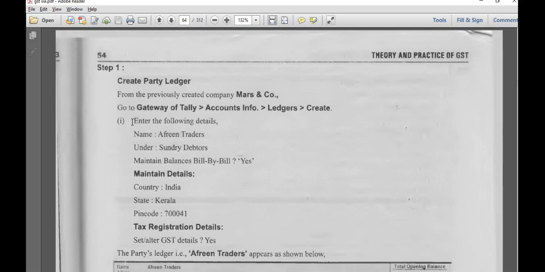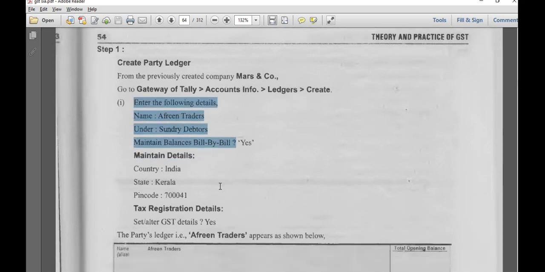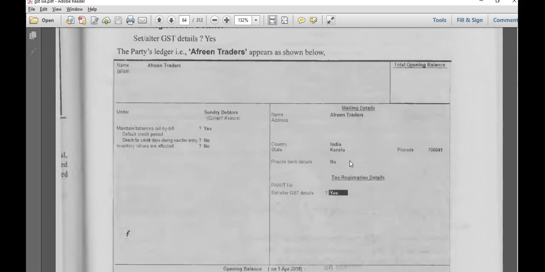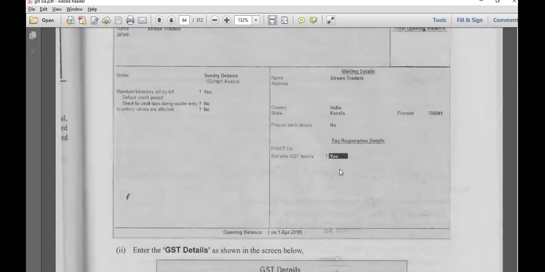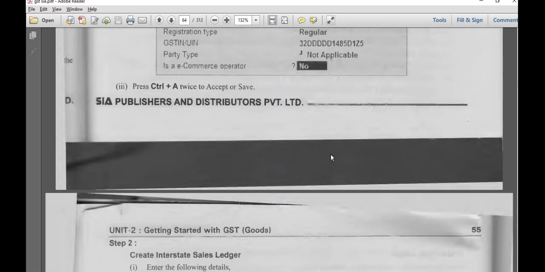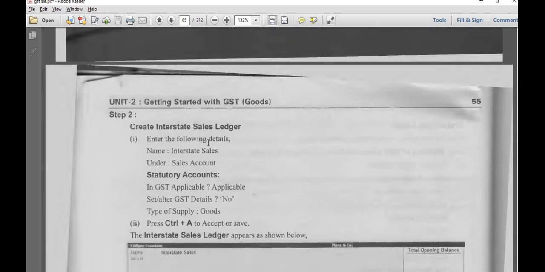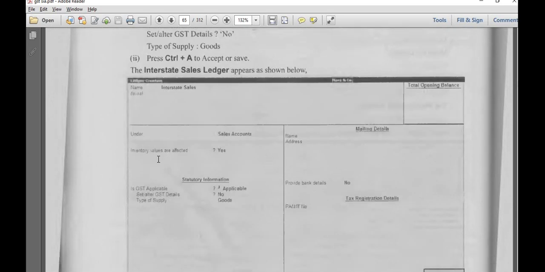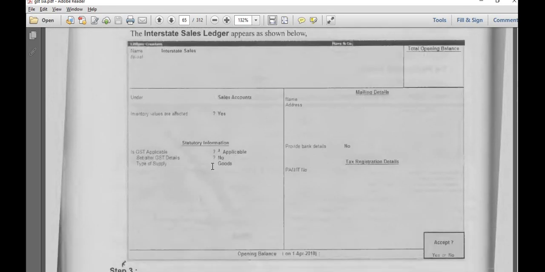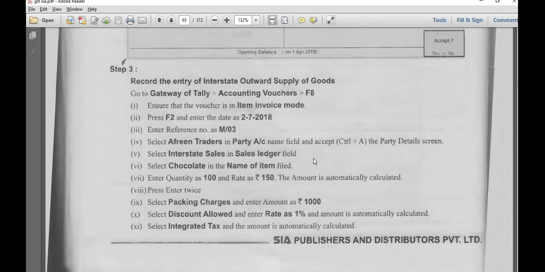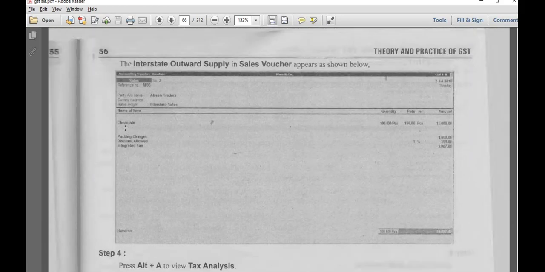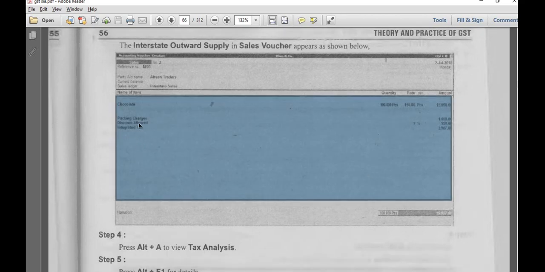While creating ledgers, this is one ledger: Afrin Traders. He is from Kerala, so we have to enter the GST number and all. Then we have to create an interstate sales ledger. It is a sales ledger, GST is applicable, on goods. Next you have to enter the same transactions into the sales voucher. Chocolates, these are the pieces, and here you can see the packing charges are 1000, discount allowed is 1%, that is 150, integrated tax is 2907.